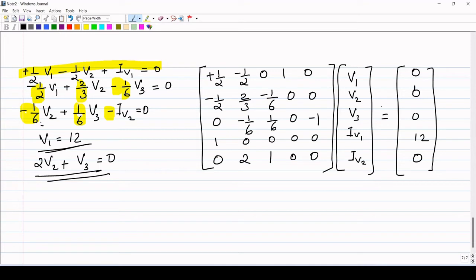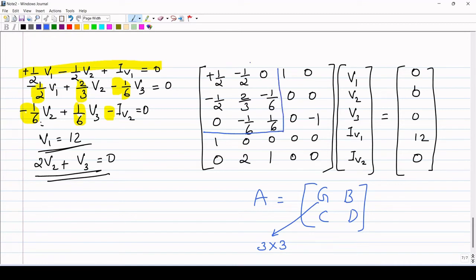Now let us check whether we can write this equation directly by inspection. So for that, let us partition this A matrix into G, B, C, D. So what will be the size of G matrix? G matrix will be number of nodes by number of nodes. There are 3 nodes, so it is 3 by 3. So let us partition it. So this first 3 by 3 matrix will be G matrix. Then this part will be our B matrix. This part will be our C matrix. This one will be our D matrix.